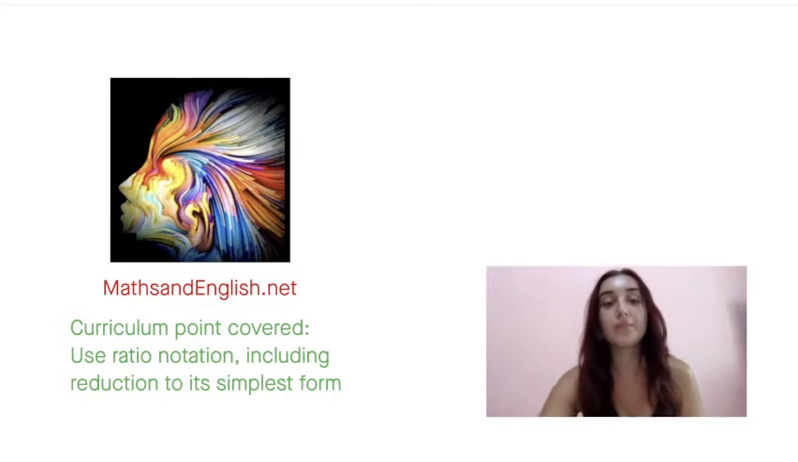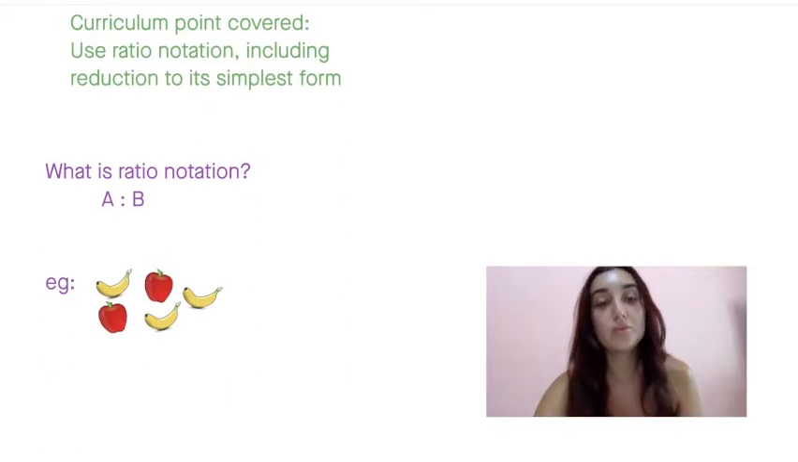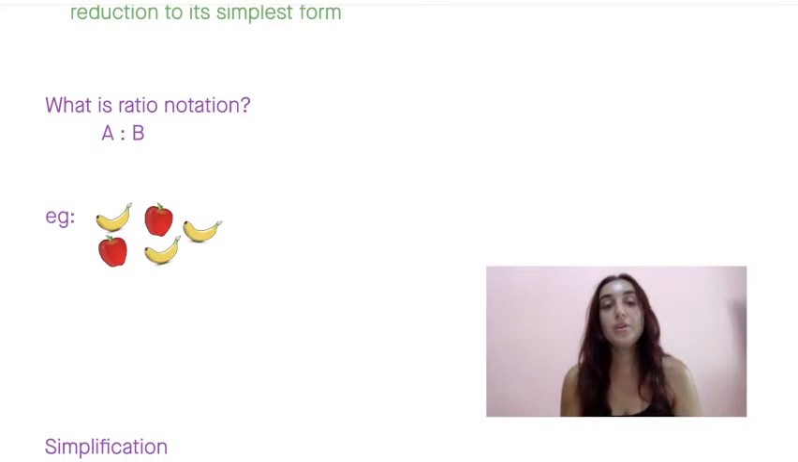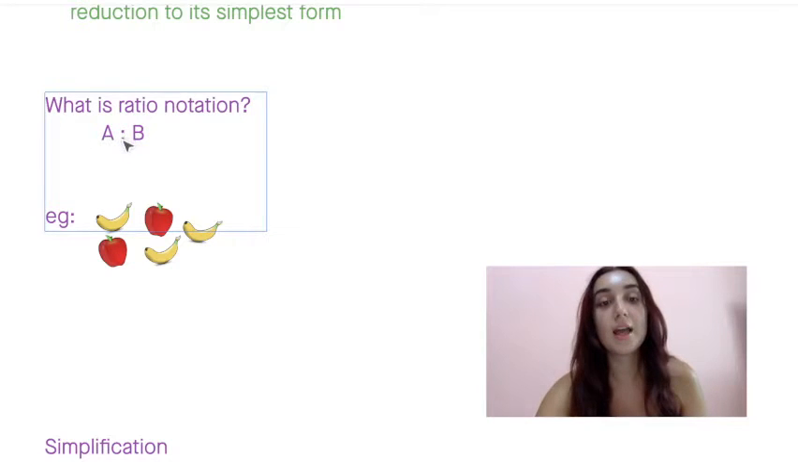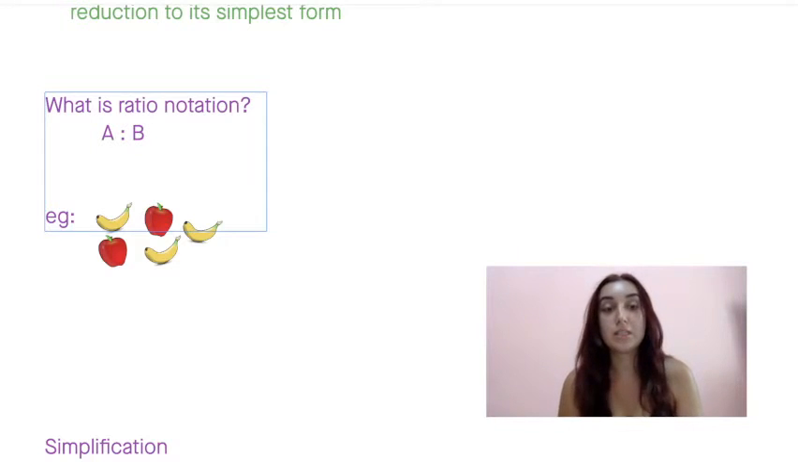So let's start. First, I wanted to talk to you about what is ratio notation. What do we use it for? So we use ratios in order to compare two different quantities. Ratios can comprise of two or more terms, and we write those by separating them by a colon. So for example, we have the term A separated from B by this colon, and we read it as A to B. That's how we compare those two quantities.